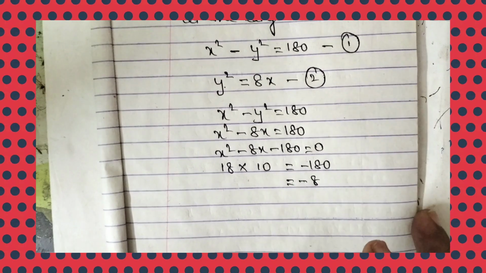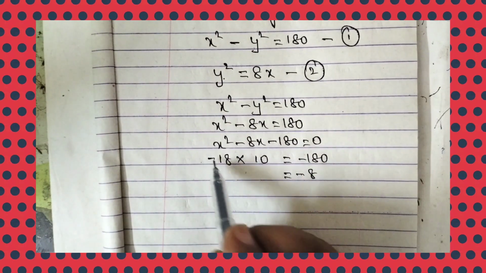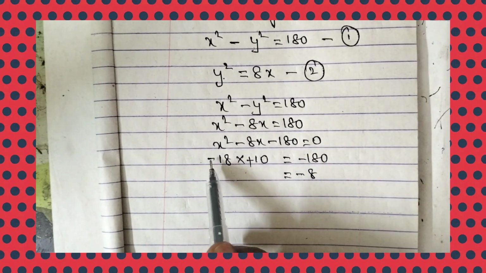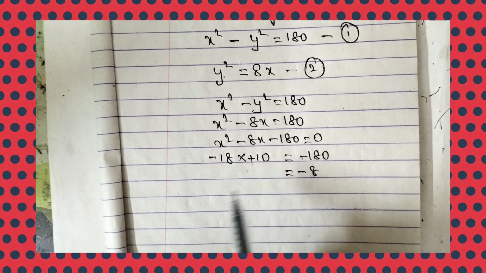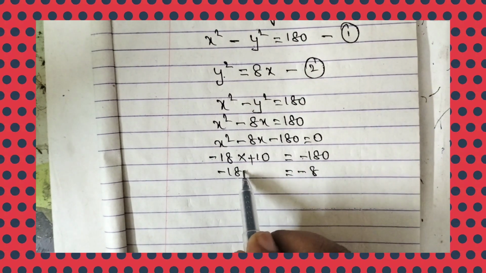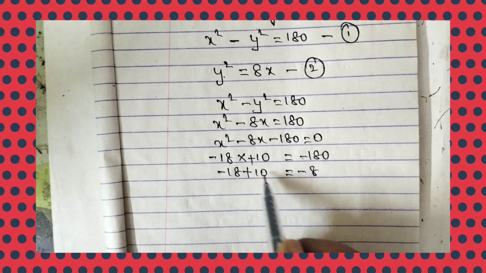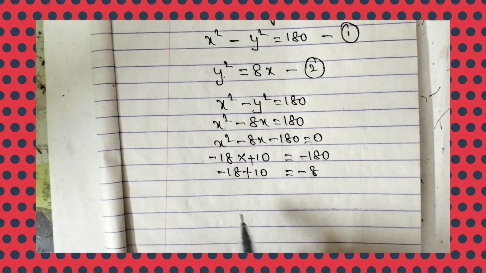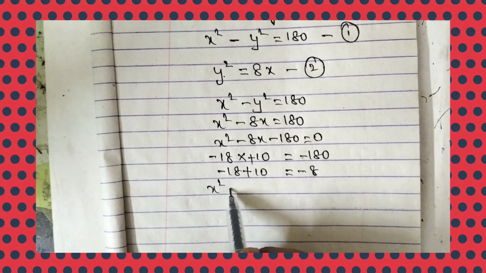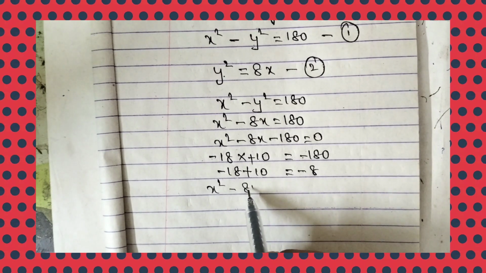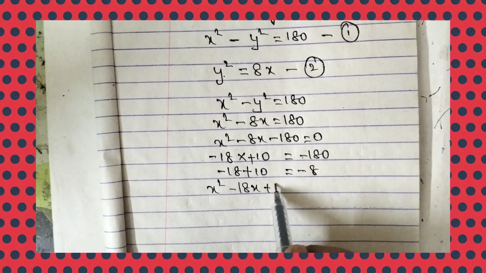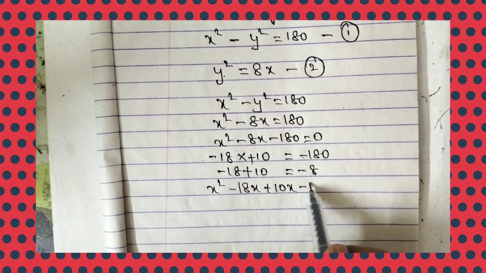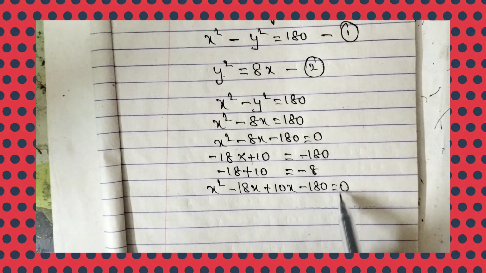To get minus 8, for the bigger number minus and for the smaller number plus. Minus into plus is minus 180, 18 tens are 180. Then minus 18 plus 10 is equal to minus 8. So now let us factorize it. x square, 8x can be written as minus 18x plus 10x minus 180 is equal to 0.